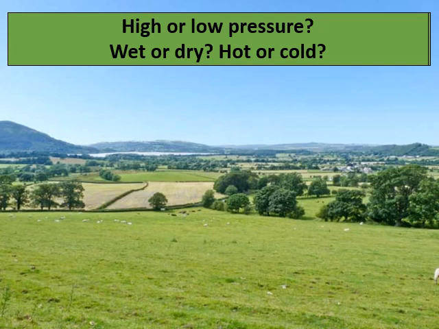So, this image, is it high pressure or low pressure? Well, first of all, you can see that the sky has no clouds in it, and we only see clouds if the air is rising, cooling and condensing, and making clouds. So if we can't see any clouds, that suggests that this is an area of high pressure.